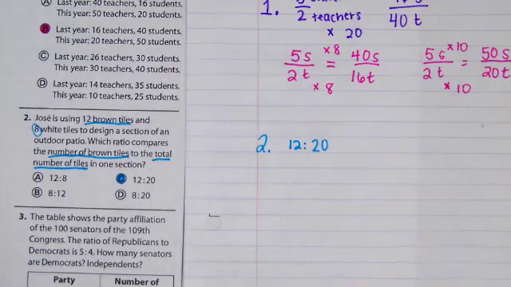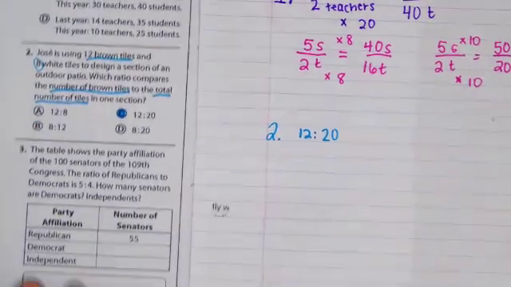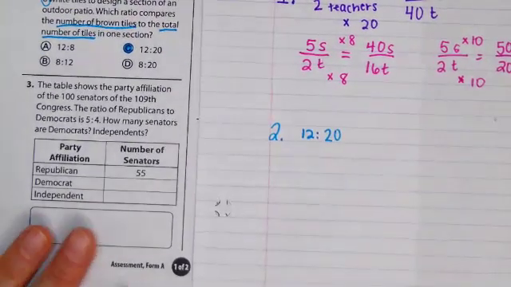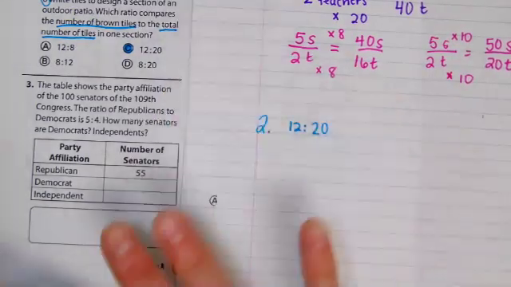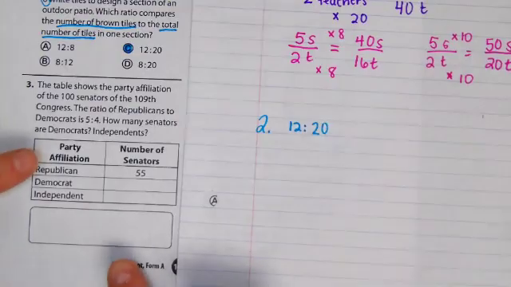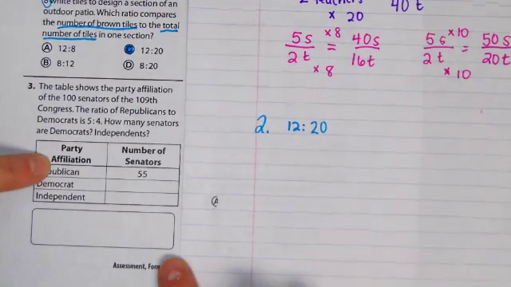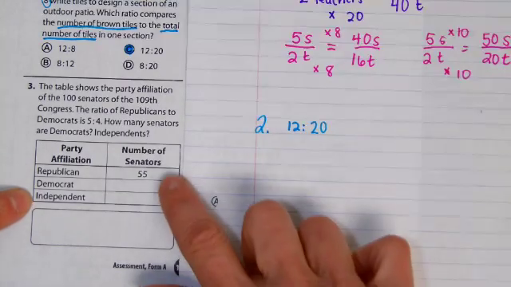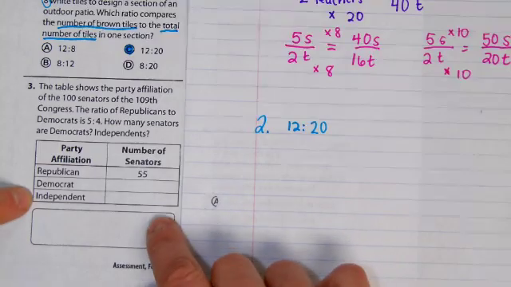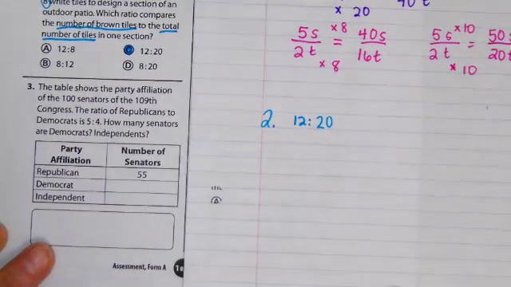Let's keep going. Number 3. Now we have a table already, so before you even start, if you look at the table, you can kind of figure out what's going on. Party affiliation, even if you don't know that word, you can look and go, oh, Republicans, Democrats, Independent, okay? And the number of senators that are in there. All right, let's read the question.